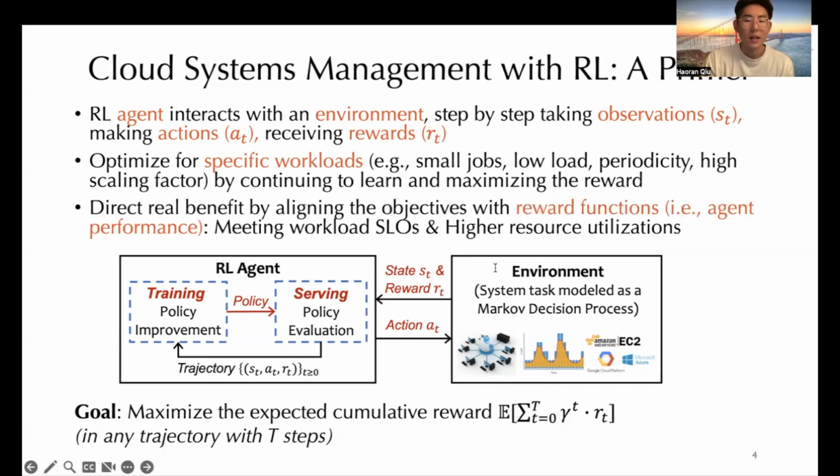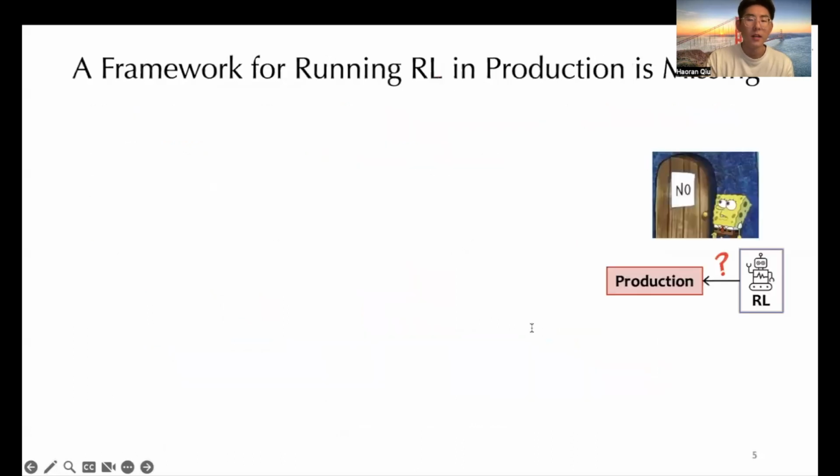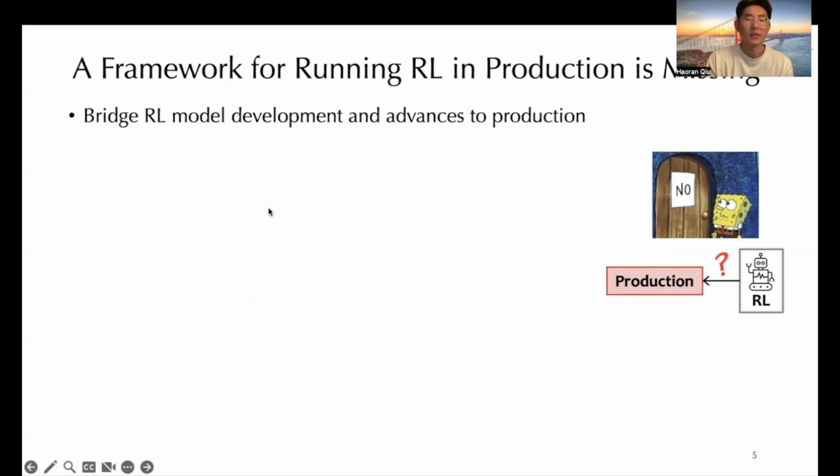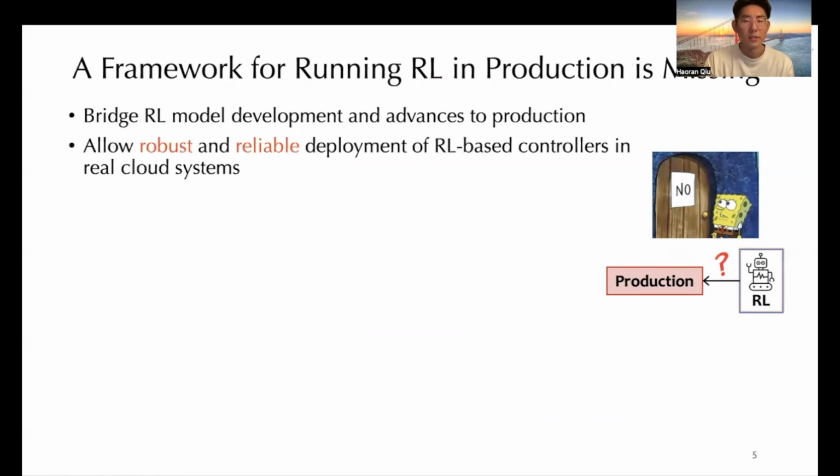And the reward is aligned with the objectives, such as to meet application or system service level objectives, or SLOs, or to keep the cluster utilization at a high level. However, there is still a gap to bridge the advances in RL modeling and algorithms to production systems. And moreover, a framework is needed to enable robust and reliable deployment of RL-based controllers in real systems.